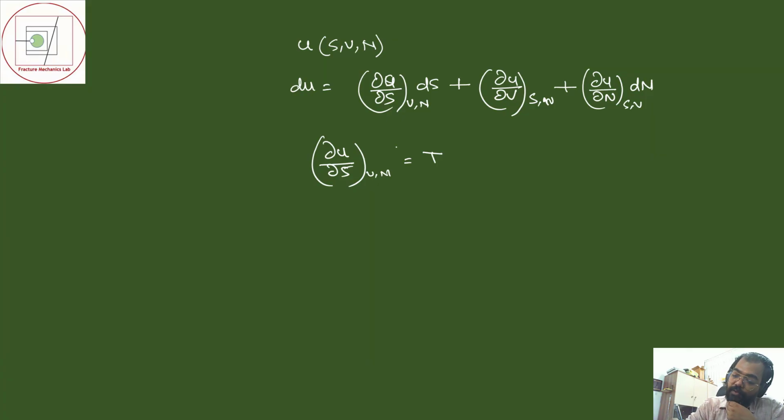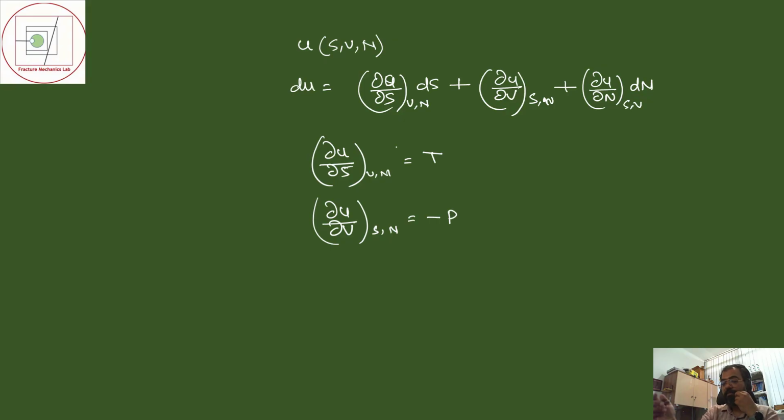And del U by del V, at constant entropy and constant number of particles, the change in internal energy per unit change in volume, is the pressure. And this you will see from the first law of thermodynamics. Well, the second you cannot get from the first law of thermodynamics, but this one you can get from the first law. This you can get from Clausius inequality.